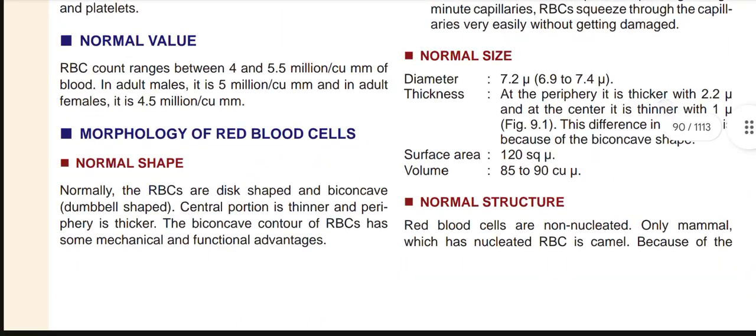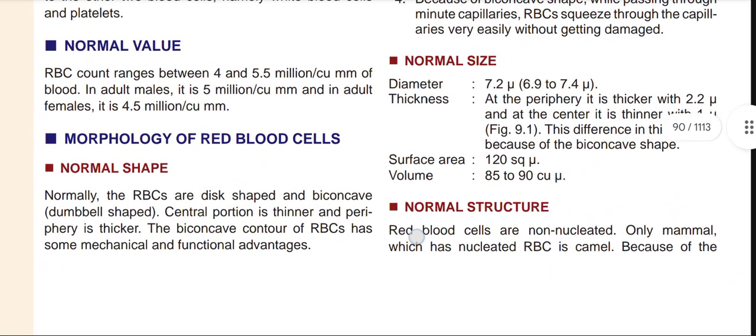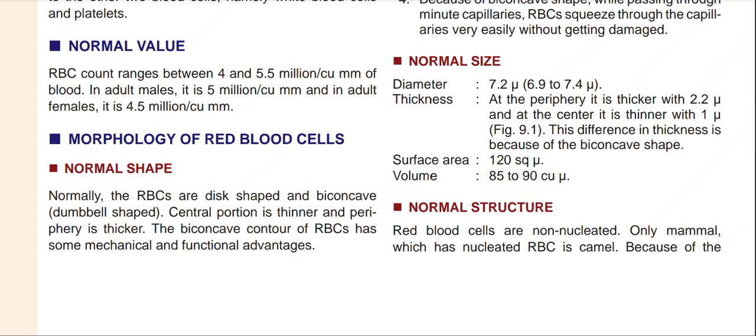Now normal size. The diameter of RBC is 7.2 micrometer, but it may range between 6.9 to 7.5 micron also. Thickness: at the periphery, the thickness is 2.2 micron, and in the center it is 1 micron. The difference is due to the biconcave shape. Surface area is 120 square micron and volume is 85 to 90 cubic micron.